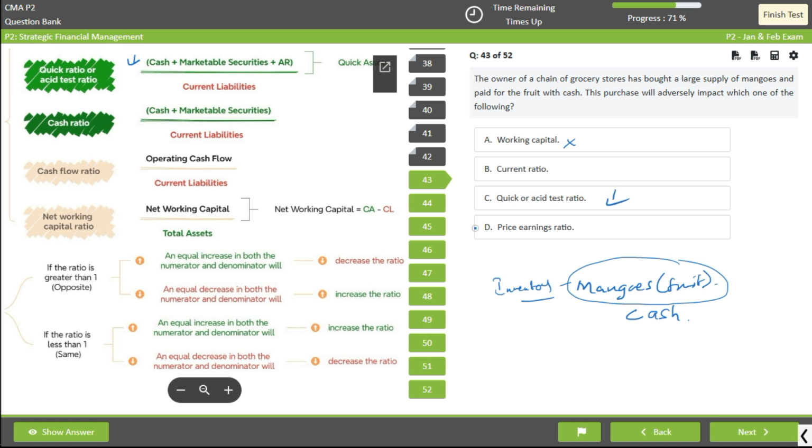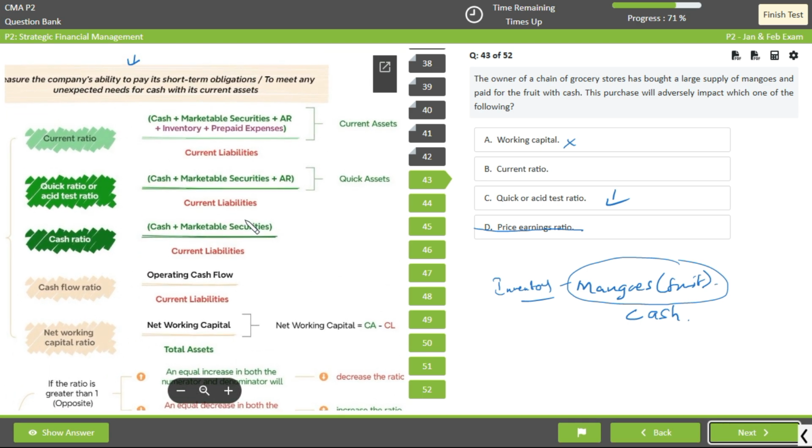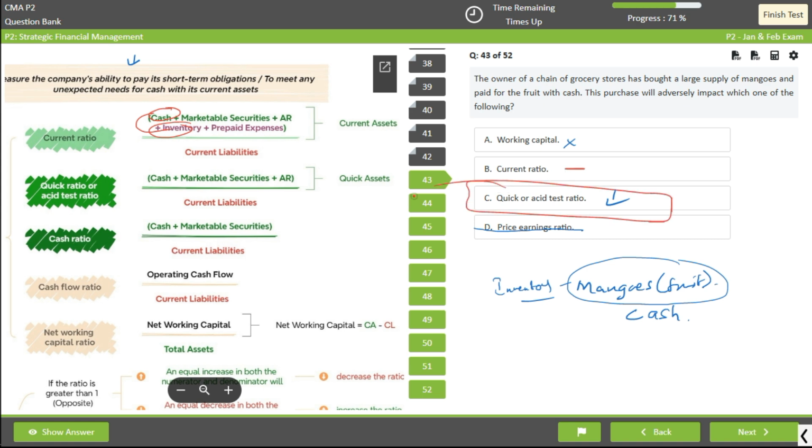Price earning, we are not discussing the price earning ratio here. Current ratio, let us see what happens to the current ratio. In the current ratio, what we are doing is converting our cash to inventory. So there is no change, so the current ratio is not going to change. So the ratio that is going to be impacted by this transaction is the quick ratio or acid test ratio.